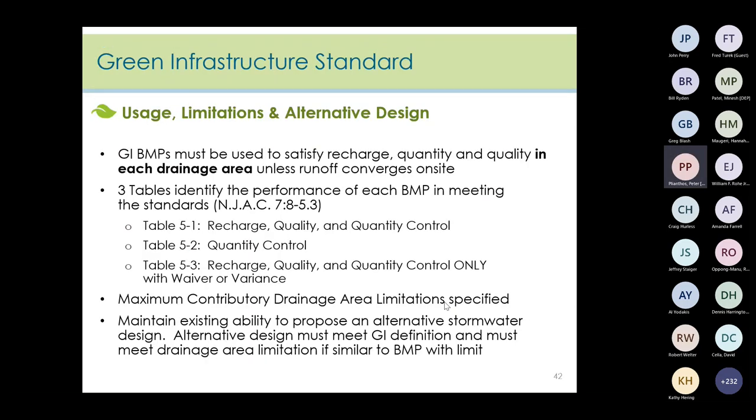The rules require that green infrastructure, or GI, BMPs be used to address the requirements for groundwater recharge, stormwater runoff quantity control, and stormwater runoff quality. Subsection 5.3 of the rules includes 3 tables listing BMPs and how they may be used to meet the design and performance standards. Since GI must be located close to the source of runoff, small-scale GI BMPs require limitations on the contributory drainage area. As noted in the last bullet on this slide, municipalities may approve alternative designs, but they must match the GI definition and follow other applicable limitations.